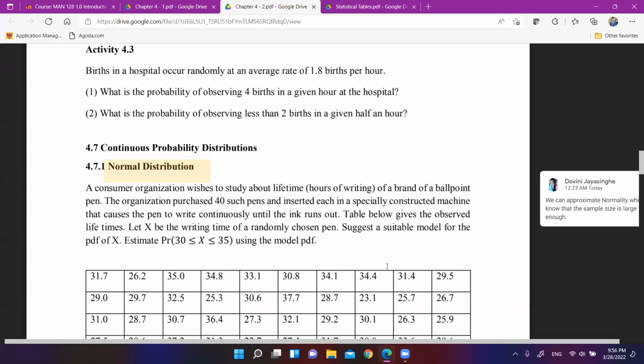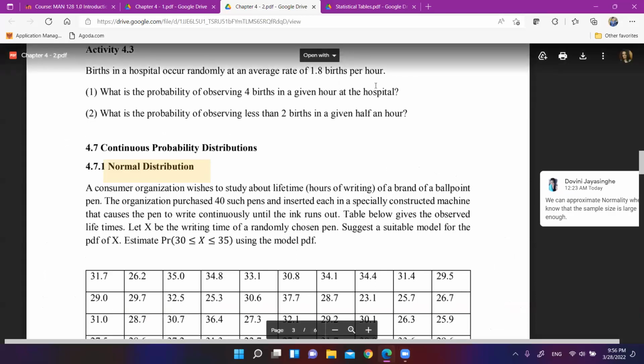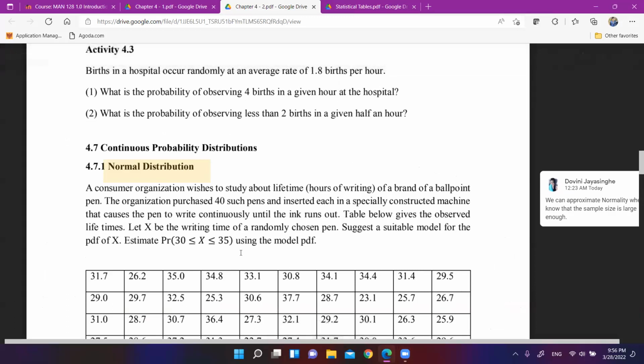Okay, then the next part is continuous probability distributions. Right. So there are so many.